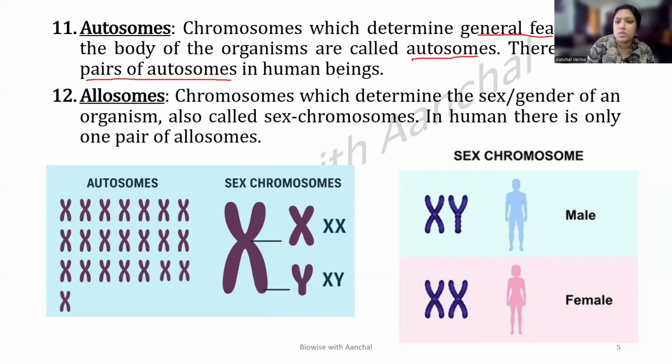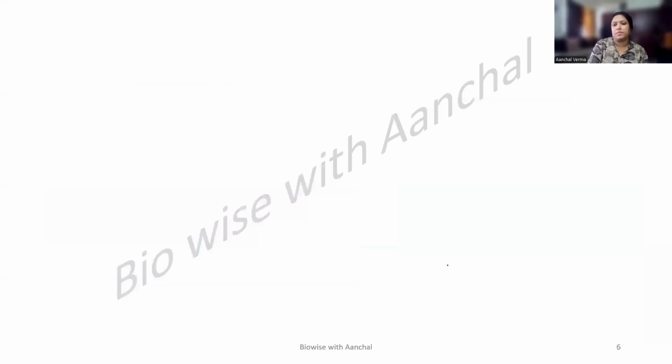Next is allosomes. Allosomes are those which are required for the gender of the organism. So you can see that sex or gender of the individual is determined by allosomes. And in human, there is only one pair. In male, you have got XY, and in female, you have got XX chromosome, right? So autosomes 22 pairs, 44 in number, allosomes one pair, two in number.